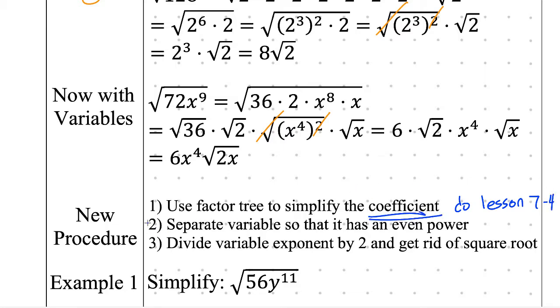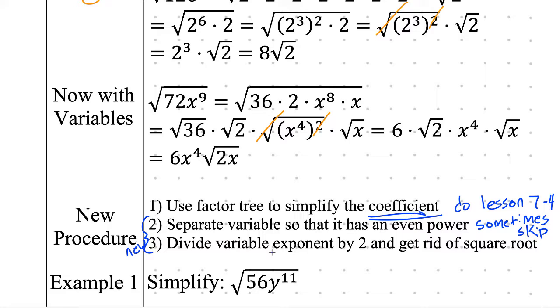But how do you do the variables? This is kind of the new stuff. All right, this is your new material. So you're going to separate the variable so that it has an even power, like I did up here. This was an odd power, and I made it even. Sometimes you can skip this. When can you skip it? If you already have an even power, then you don't need to do anything. It's already an even power.